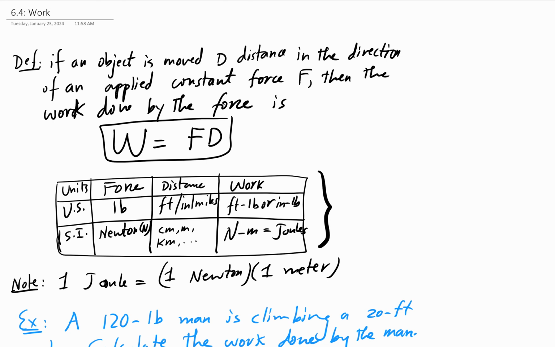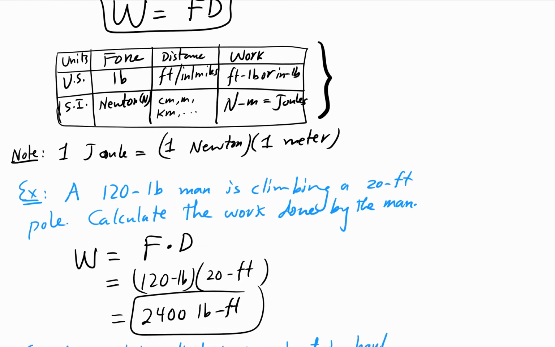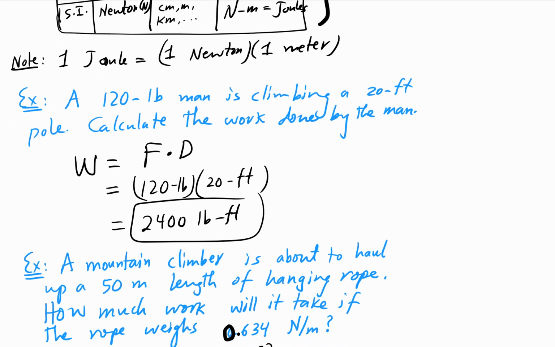Then the work, because it's force times distance, it would go pound feet or pound inches. The same thing, newtons, centimeters, newtons, meters. And this was a quick example where they give you the force and they give you the distance. They ask you to find the work. And this was the next one. They said this mountain climber is about to haul up a 50-meter length of hanging rope.